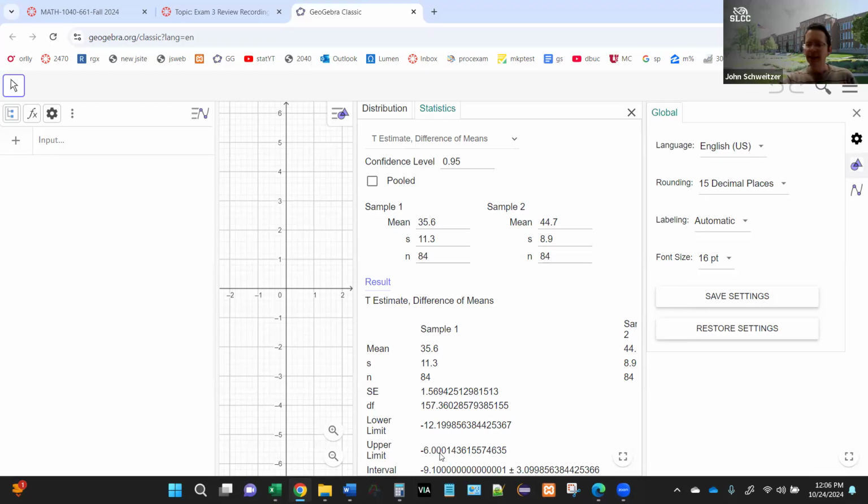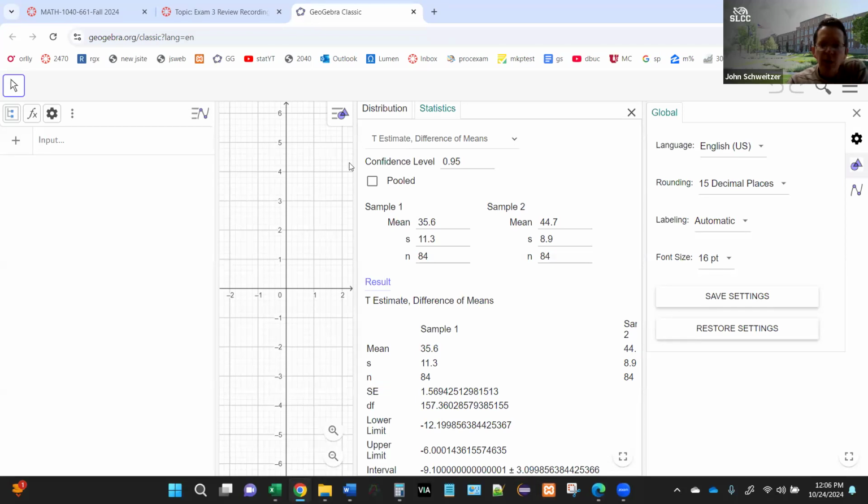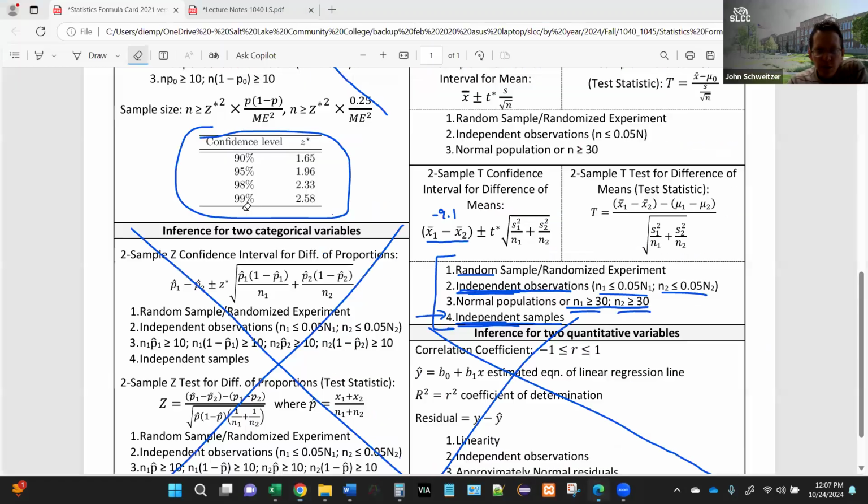Anything dealing with the t-distribution, I'll have to give you some kind of GeoGebra output. So you'll have a problem or two on this, and you'll have a screenshot from GeoGebra that you'll interpret. To get a clear idea of that, go to those practice problems in the review session that I recorded. All right, let's go back to the notes here.